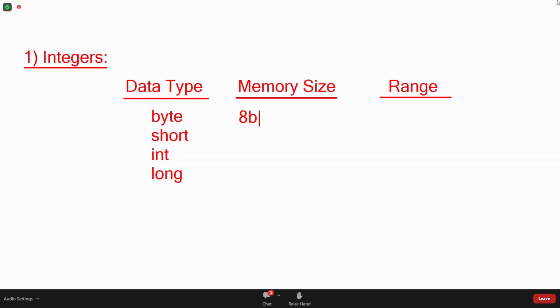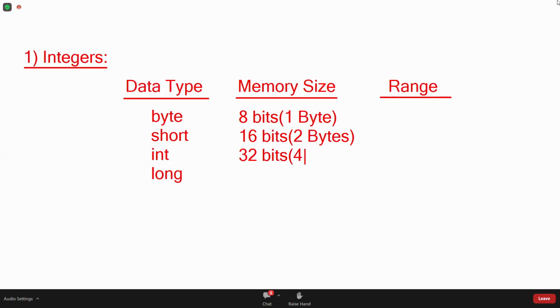Eight bits, nothing but 1 byte. Here 16 bits, nothing but 2 bytes. Here 32 bits, nothing but 4 bytes. 64 bits, nothing but 8 bytes.